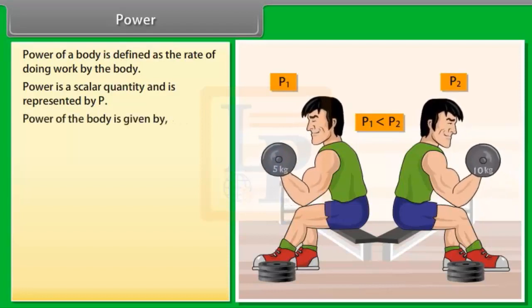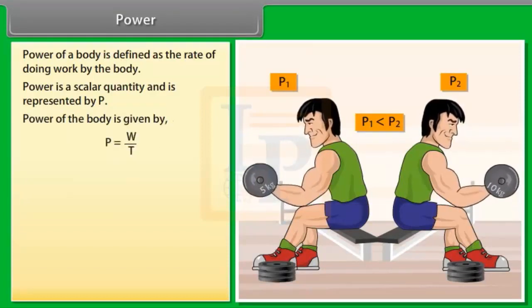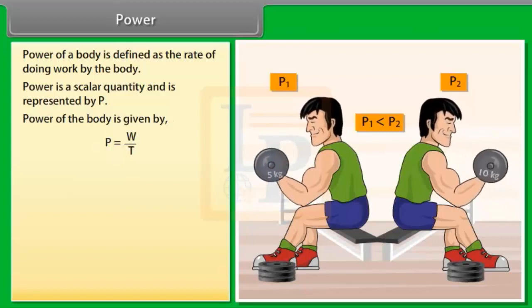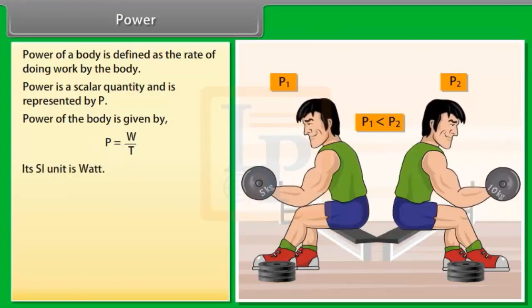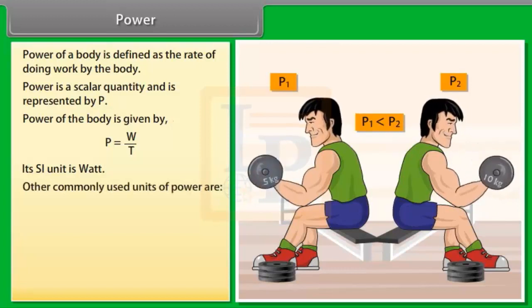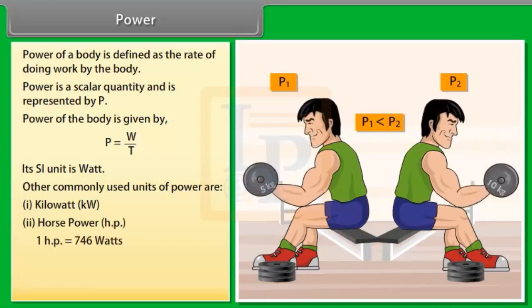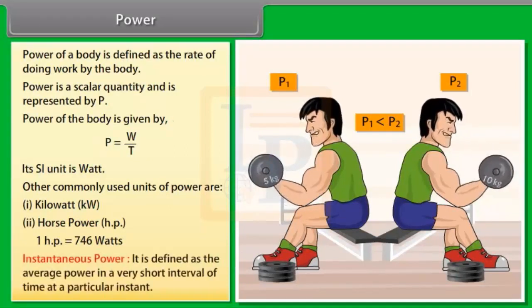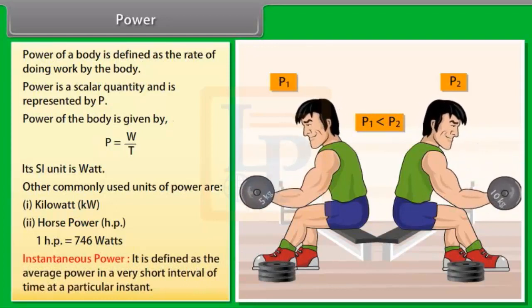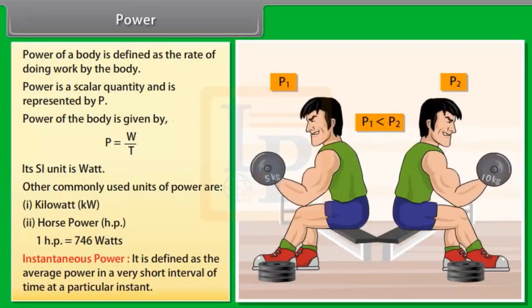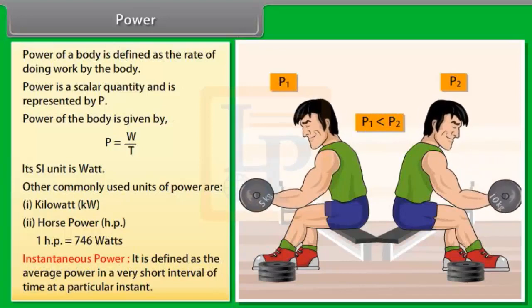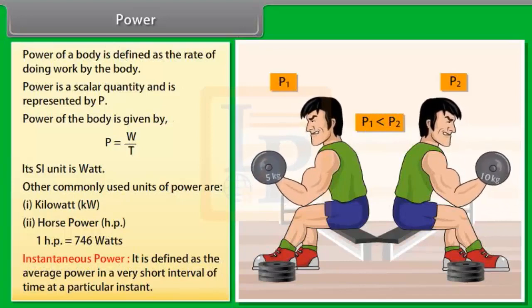Power of a body is given by P is equal to W upon t. Its SI unit is watt. Other commonly used units of power are kilowatt and horsepower. 1 horsepower is equal to 746 watts. Instantaneous power: it is defined as the average power in a very short interval of time at a particular instant.